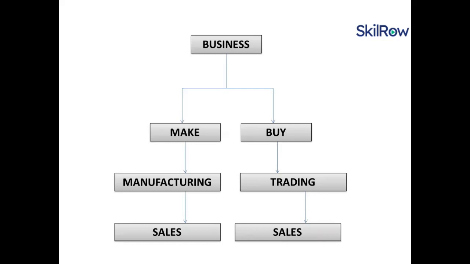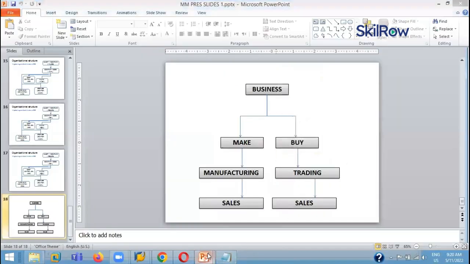If I want to understand something, make and buy, they are not companies. They are business models. That is how business is done. Understood? That is why I have given that example.